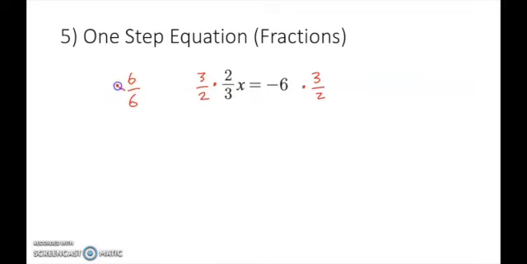6 over 6 is actually the same thing as a big 1. So therefore, this left side becomes 1x, or just x, is equal to negative 6 over 1 times 3 over 2. Well, negative 6 times 3 is equal to negative 18, and 1 times 2 is equal to 2. Therefore, when we have x equals negative 18 over 2, that becomes x equals negative 18 divided by 2 is negative 9.